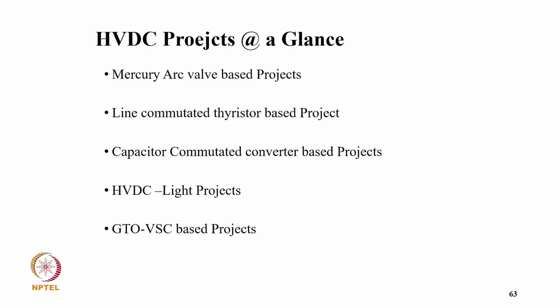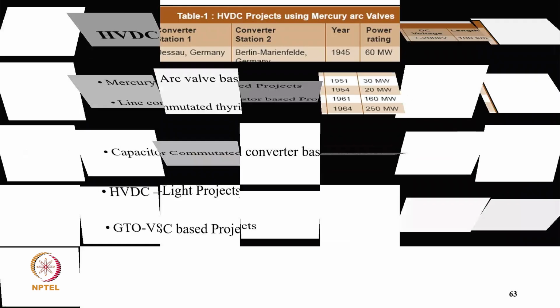Now coming to HVDC projects at a glance, with the mercury arc based project, line commutated thyristor based project, capacitor commutated based project, HVDC Light project, and GTO VSC based project.